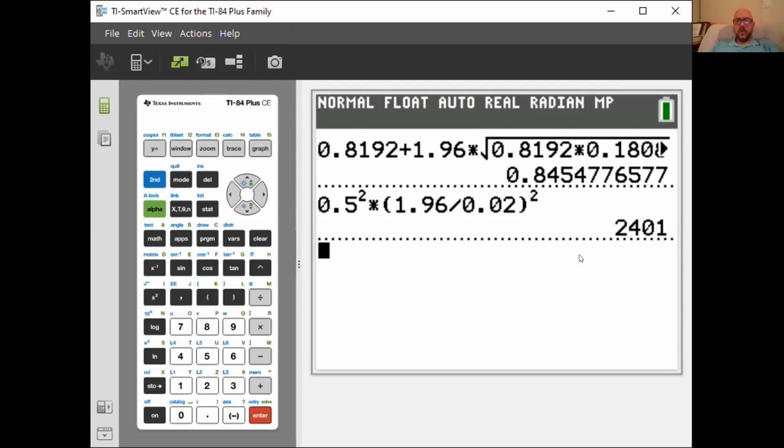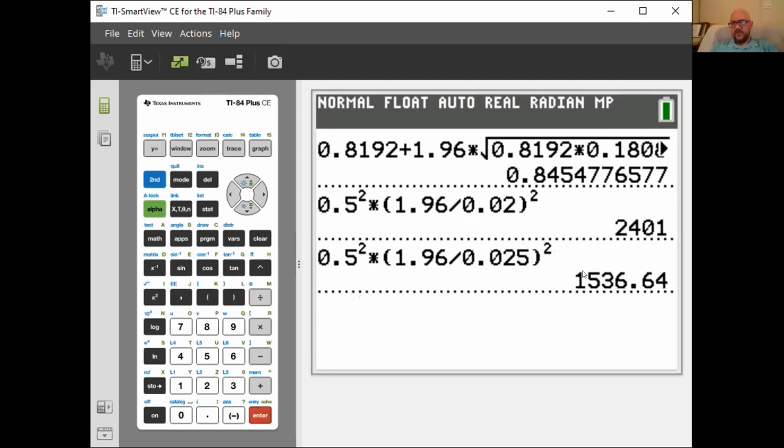And if you are okay with that, so like a 2.5% margin of error, well, let's see what that would be. 0.5 squared times 1.96, I forgot the parentheses again, gosh darn it, divided by 0.025, squared. 1,500 people. That's how big your sample needs to be to make that happen for a 2.5% margin of error.